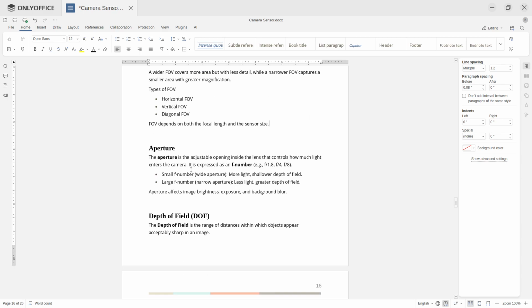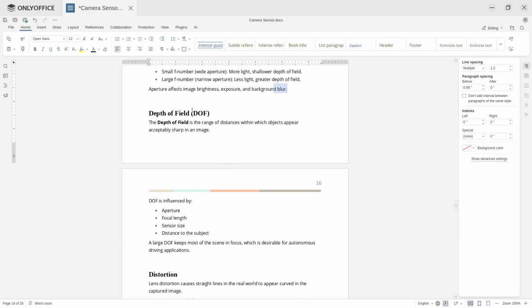Aperture. The aperture is the adjustable opening inside the lens that controls how much light enters the camera. It is expressed as an f number, like f/1.8, f/4, f/8. Small f number, wide aperture. Large f number, narrow aperture. Aperture affects image brightness, exposure and background blur.